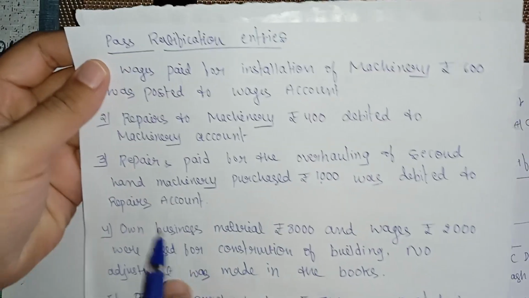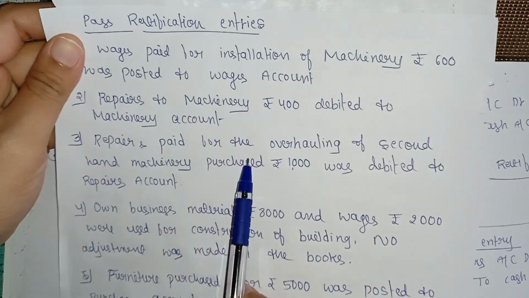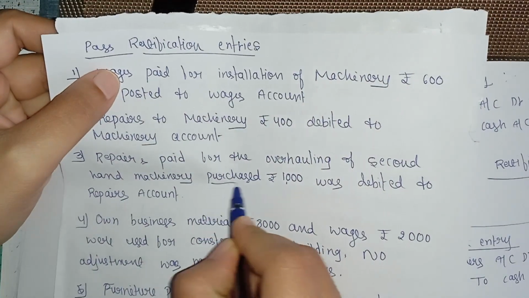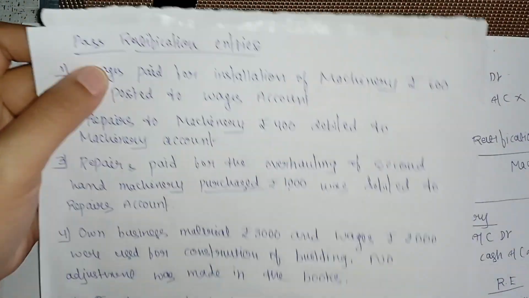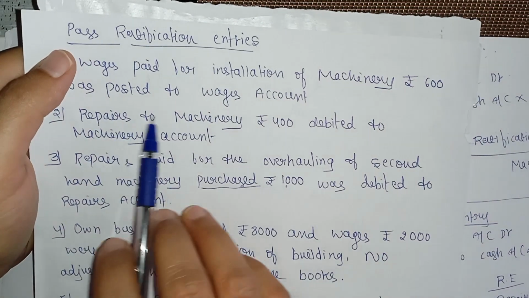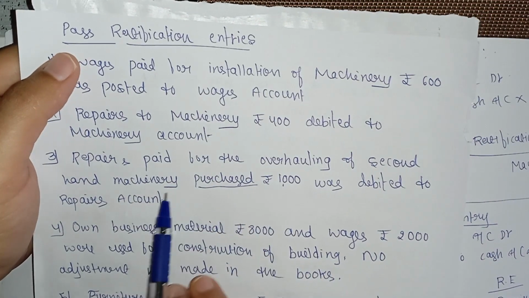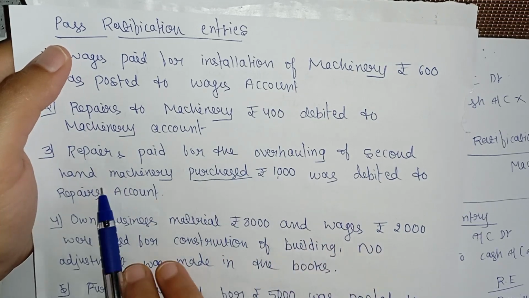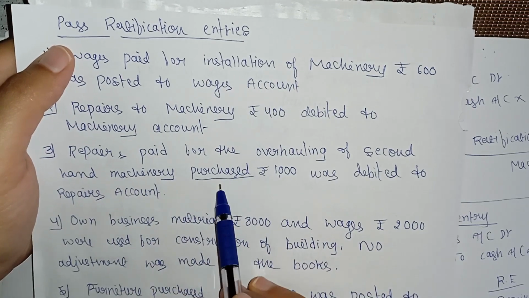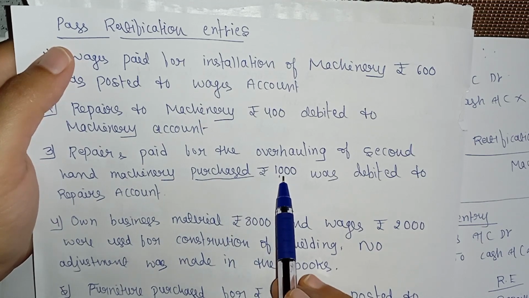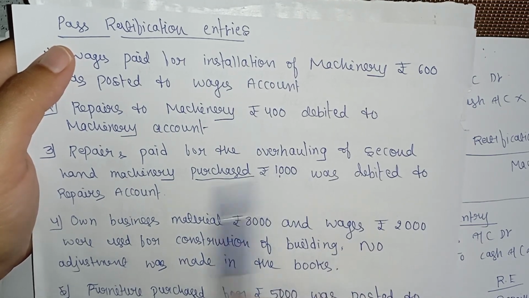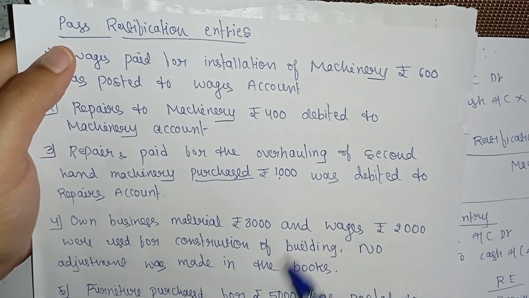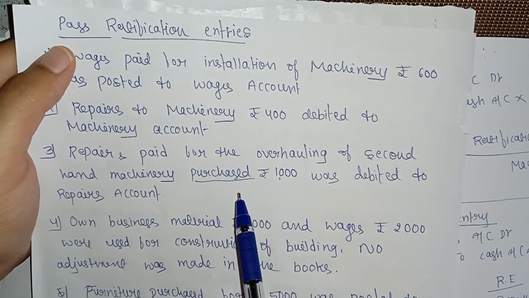See here, again repairs paid for the overhauling of second hand machinery purchased. See the transaction very carefully. Here it was just repairs to machinery. But in the third transaction, repairs paid for the overhauling of second hand machinery purchased, that is rupees 1000, was debited to the repairs account. What is the correct journal entry here?